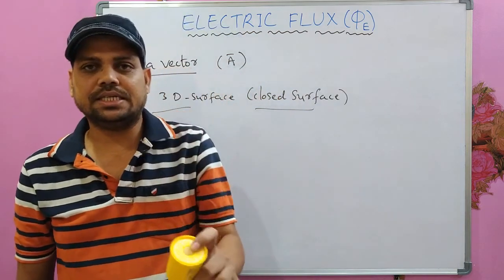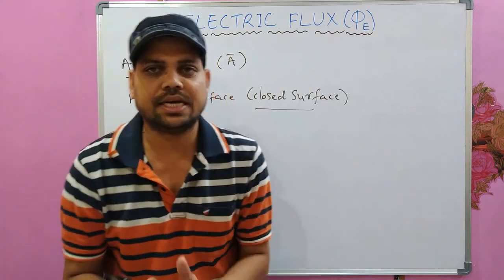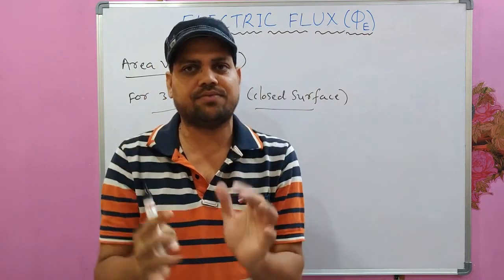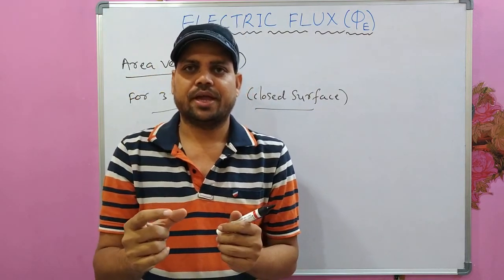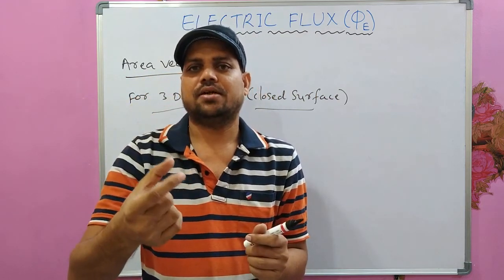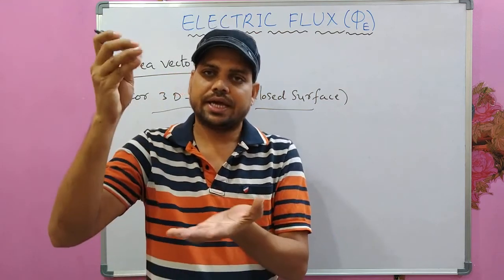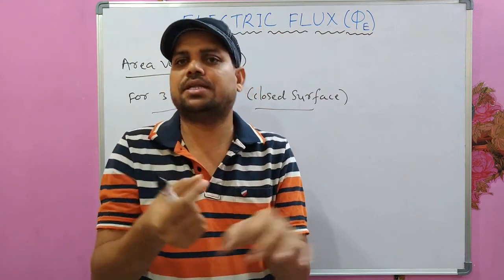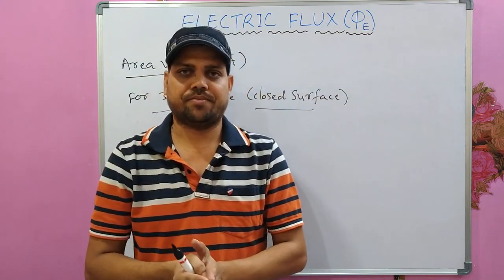So this is the reason while we consider the 3D surfaces, it is always suggested to divide that surface into small segments and take the direction of vector for that small surface, so that the area vector is always perpendicular to that small segment that we have considered from that closed surface.